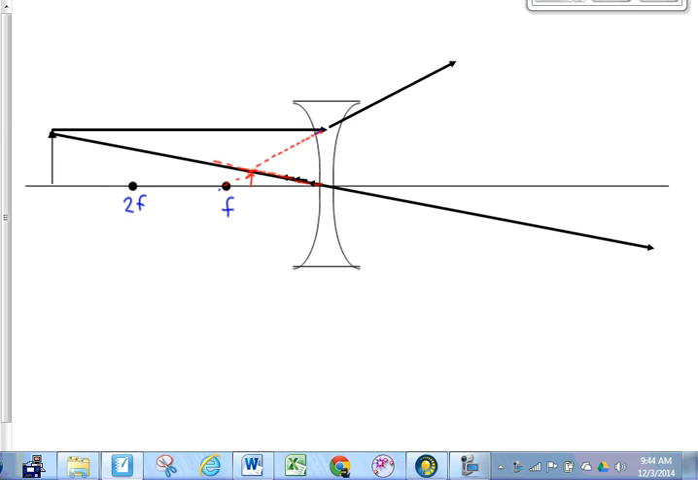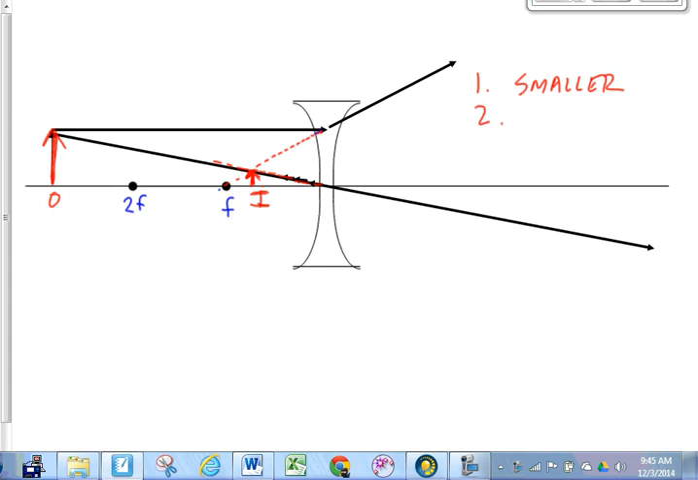All right, what do you know about the characteristics of this image? Number one, is this image larger, smaller, or is it the same size as the object? Kirsten, is it larger, smaller, or same size? Take a look at this image. Look at its height, and then take a look at the object. Look at its height. Is the image bigger or smaller? Smaller. Yeah, good. The image is smaller than the object is.